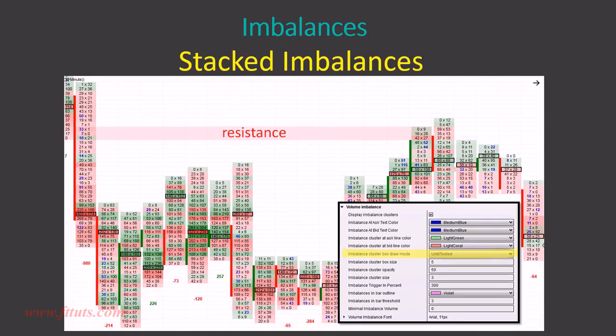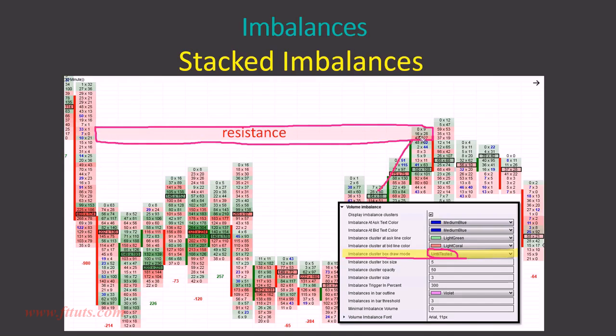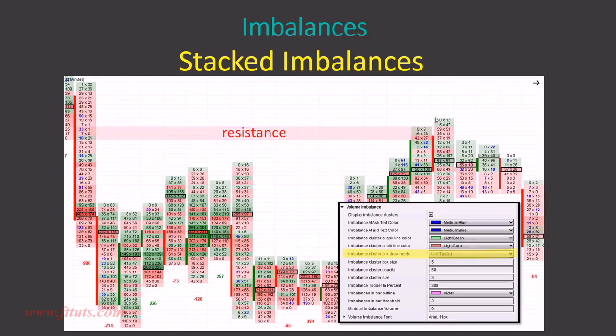Now, there's one more setting for this box. It's a pretty important setting. Imbalance cluster box draw mode. When it says until tested, then it means that this whole box will show until the price hits it and tests it. You can alter that, so this box will, for example, show only for a certain period of time, but I like to use it this way. I like to have those printed like this until those levels got tested. And this is how the strategy should work, alright?